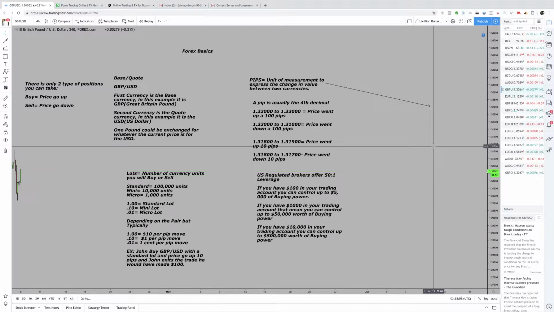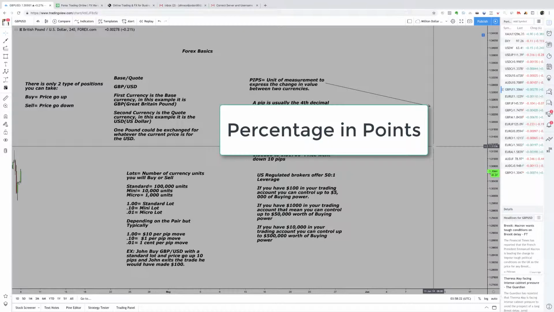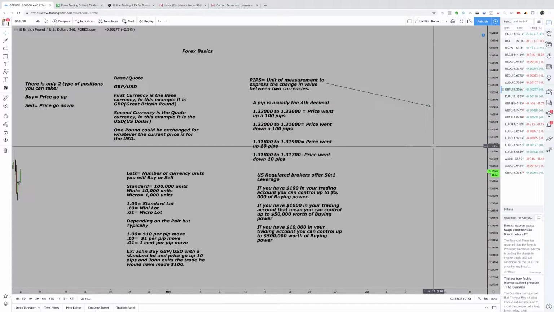Next, we're looking at pips. You're going to hear this terminology a lot. People talk about, I made 100 pips, I made 10 pips, I just caught 100 pips on this trade. A pip is the unit of measurement to express the change in value between two currencies. If you look at the right hand corner of your chart, you're going to see a lot of numbers. The pip is usually the fourth decimal or the last decimal.